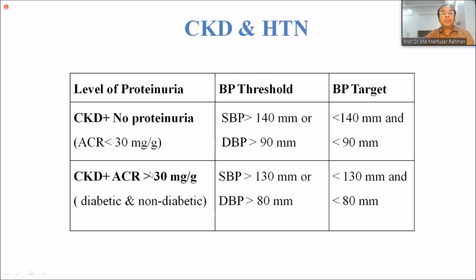And proteinuria, ACR more than 30 milligram per gram, diabetic or non-diabetic: our threshold is systolic more than 130 or diastolic more than 80, and target BP systolic less than 130 and less than 80. So in chronic kidney disease without proteinuria, our target systolic blood pressure is less than 140 and diastolic less than 90, and with ACR more than 30 in a chronic kidney disease patient, our target blood pressure is less than 130 systolic and diastolic less than 80.